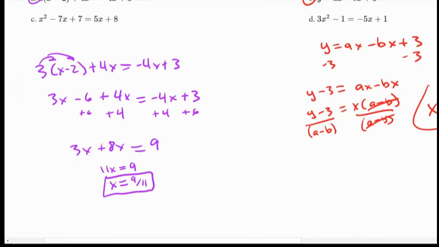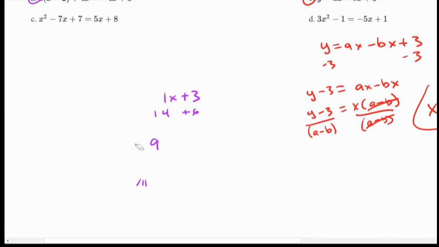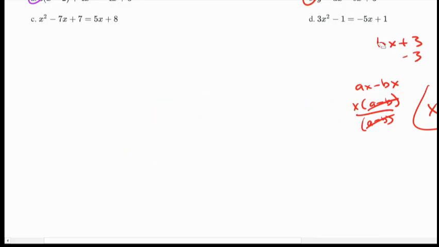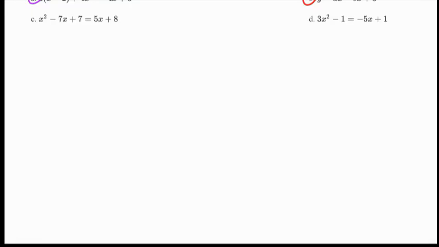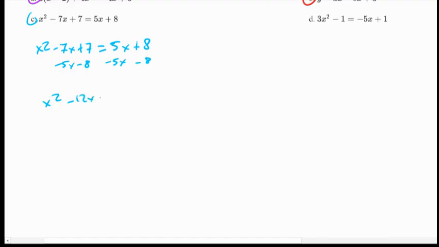Okay, next one, let's do this. I'm going to get some space here by erasing. So for c here, we got a quadratic because it's x squared. And I'm going to make sure to set this equation equal to 0 first. That's how I solve quadratics. So minus 5x and minus 8. x squared minus 12x minus 1.